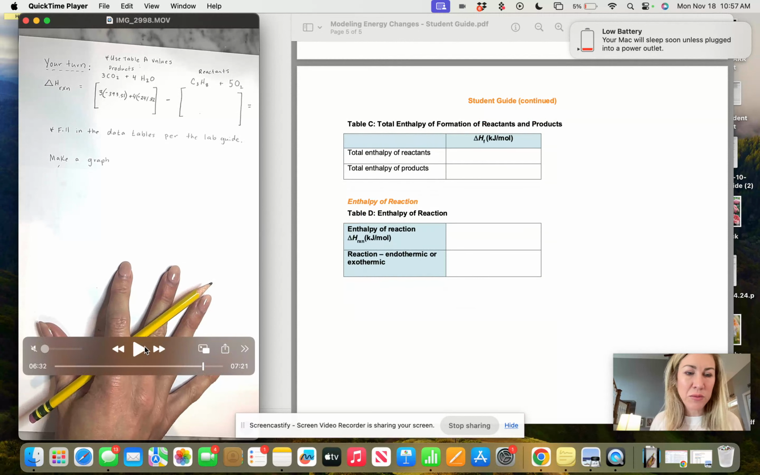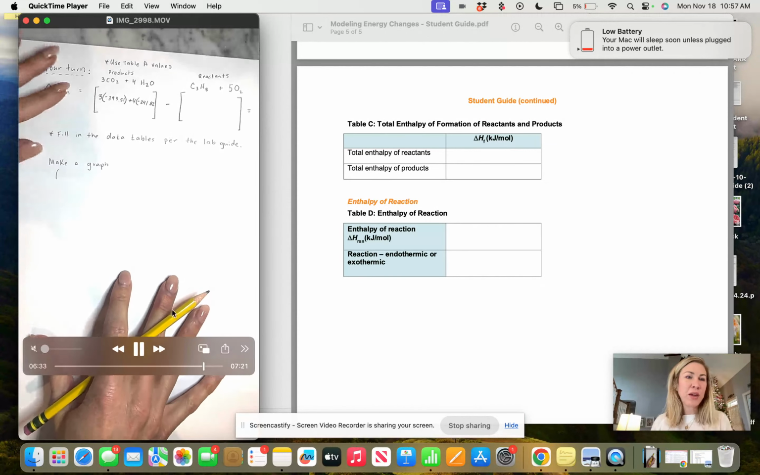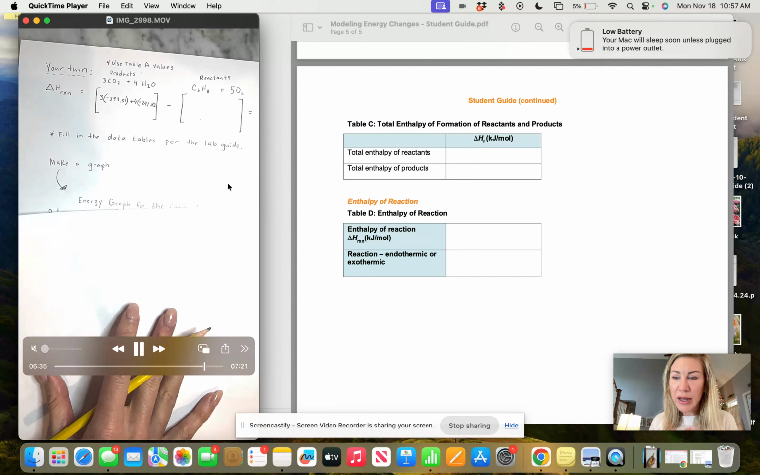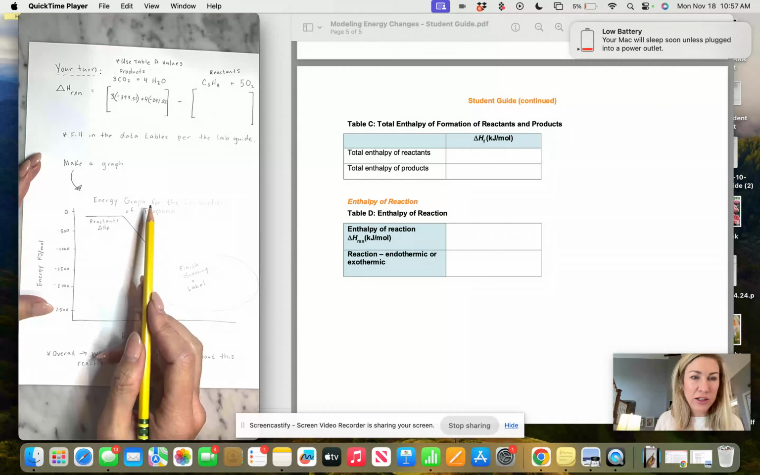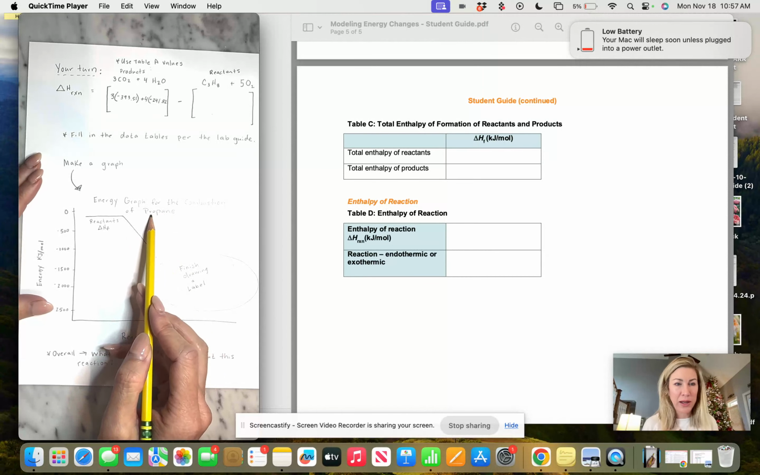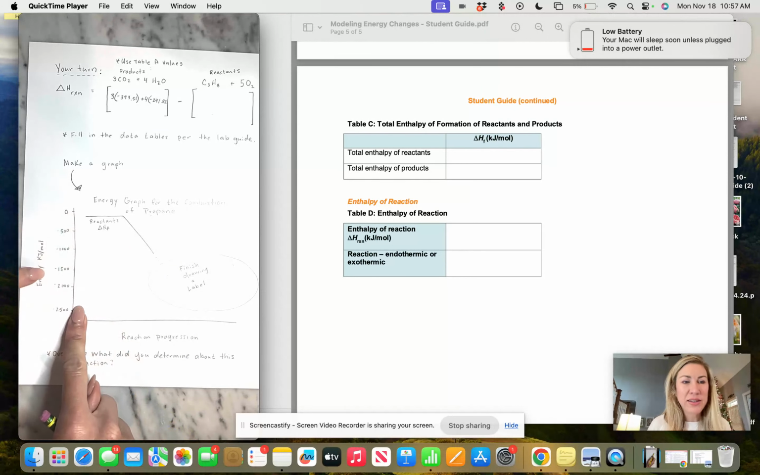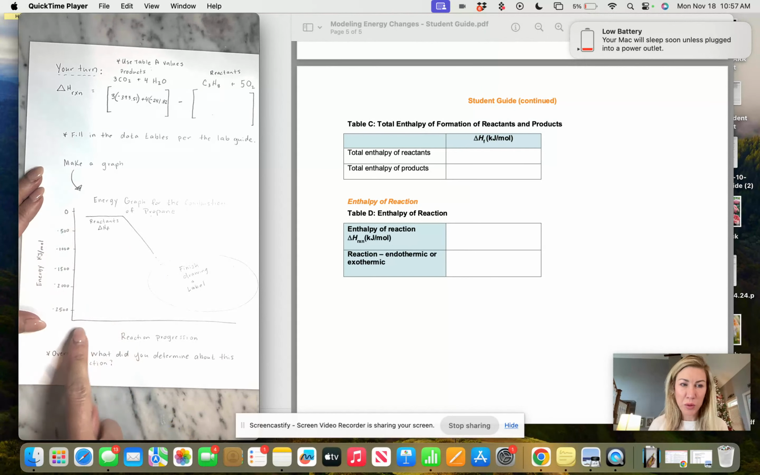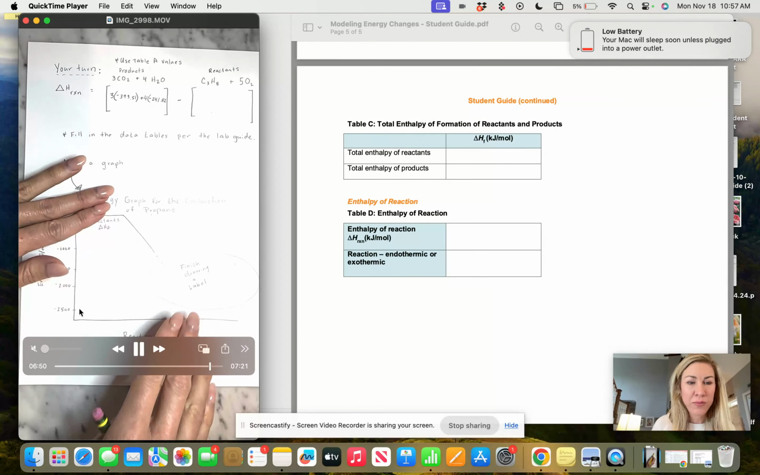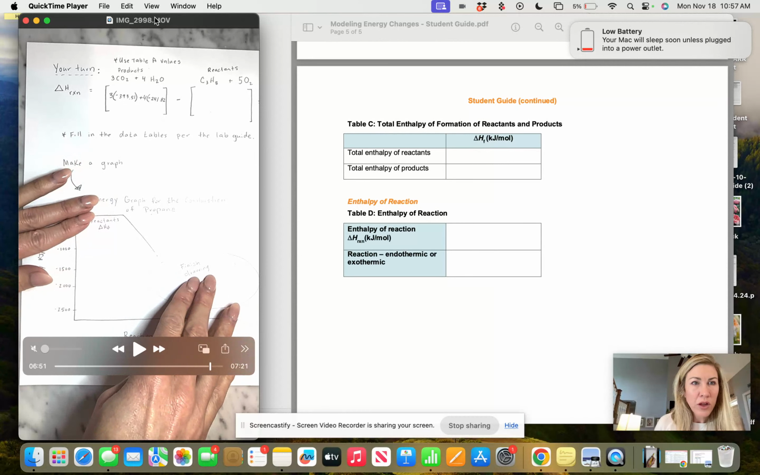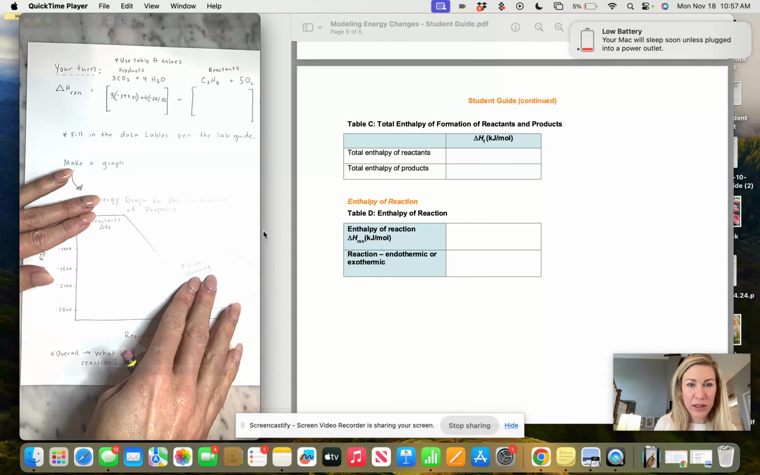Your final thing is to make a graph, okay? So for your graph, you can use the same title. You want to make sure that you provide labels for your axes. I use the title energy graph for the combustion of propane. On my y-axis, I have energy in kilojoules per mole. I have 0 all the way down to negative 2,500. And then on the x-axis, I have the reaction just as it's progressing.